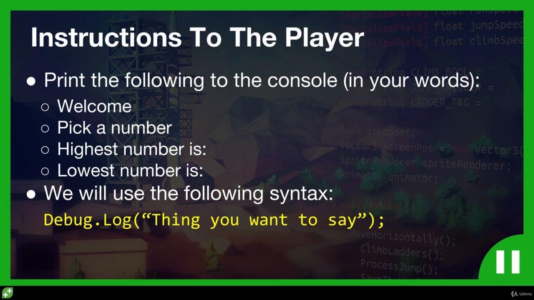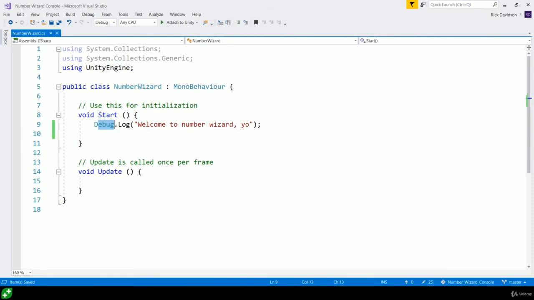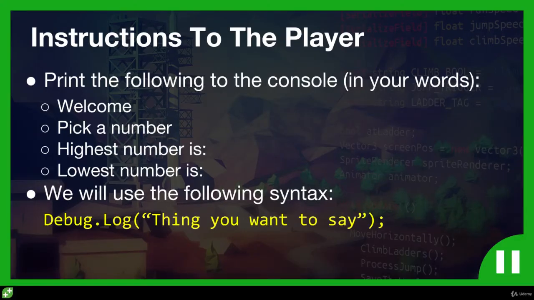And the syntax that we're using is Debug.Log, open bracket, quotation mark, the thing you want to say, end quotation mark, end bracket, and make sure you put your semicolon on the end. So you should end up with 4 lines in here, this first one, and then another 3 lines saying what we've got here in terms of our challenge. Okay, so that's the challenge. Give that your best shot.